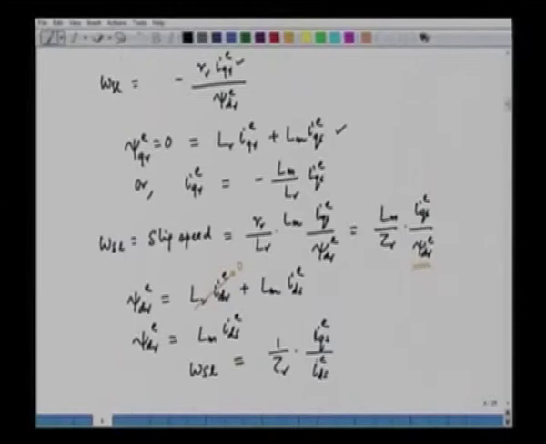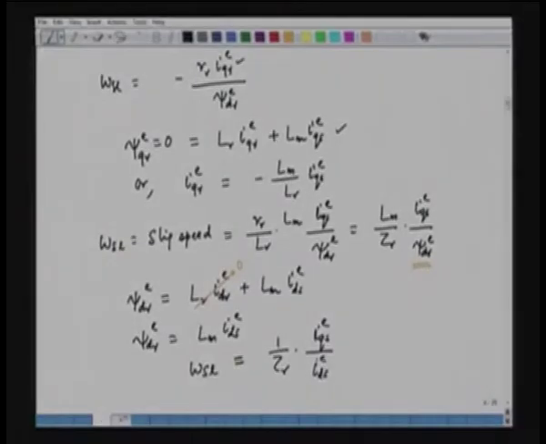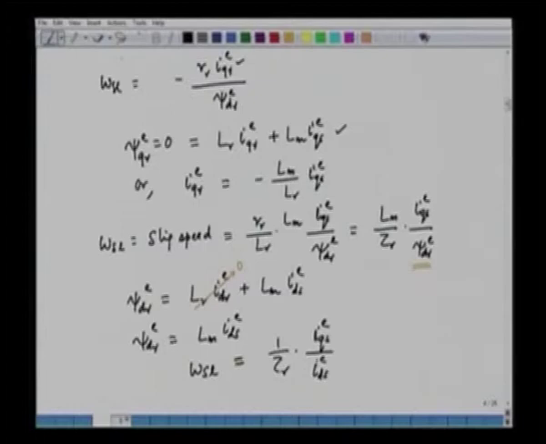Now let us see how it will be useful. So we have been able to find out the slip speed and the other equations. Now what about the torque? Torque equation is given for an induction motor. We know it is 3 by 2 into P by 2 into Lm into IQS IDR minus IDS IQR. And since we are talking about a rotor flux reference frame, we'll have to put a subscript here.